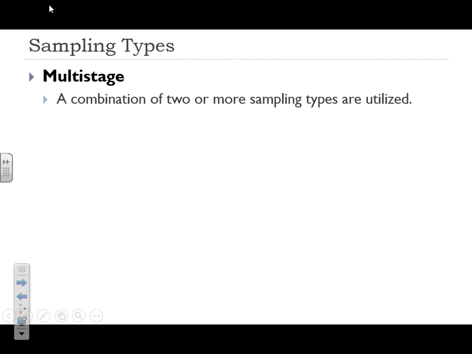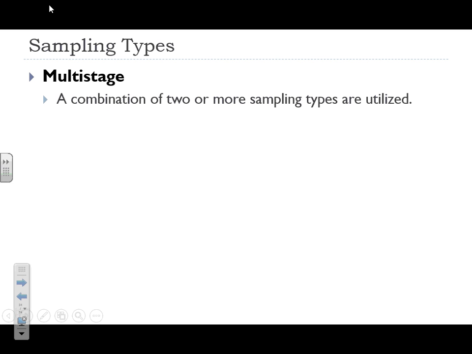So in multi-stage sampling, we might use two or more of the different sampling types. So we have SRS, we have stratified, we have cluster, we have systematic. We might use any combination of those. So you might choose cluster sampling. Let's say the freshman dorms example at Texas. You might choose 3 of the dorms at random.